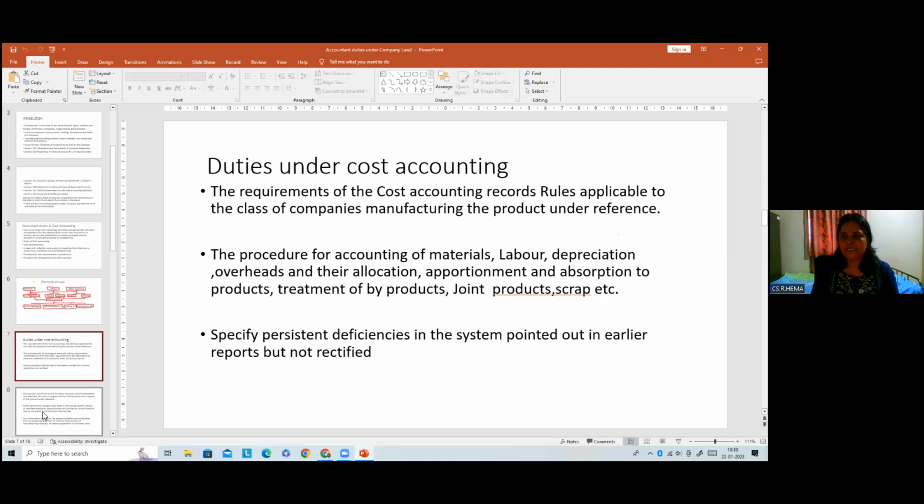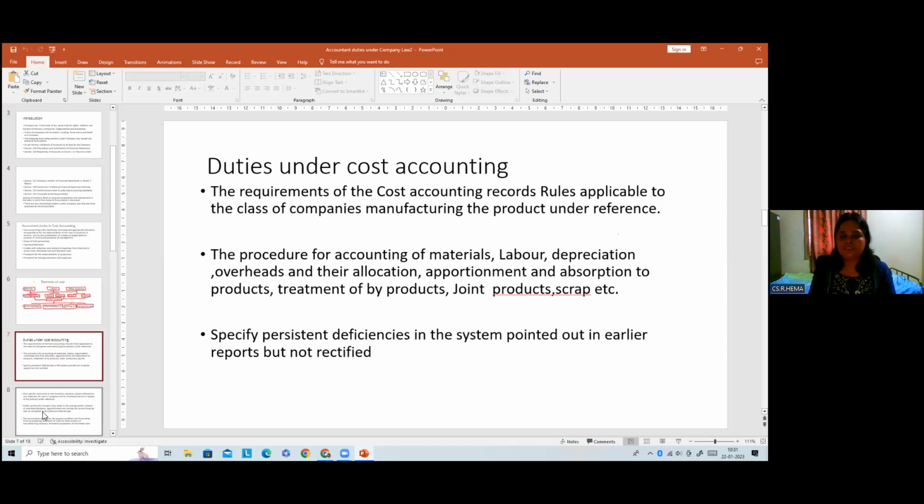Materials, labor, depreciation, overheads, and their allocation. For allocation, there is a separate department. Apportionment has a separate department, and absorption also has a separate department for each product. See Hindustan Lever, they have a large number of products, so they need separate departments and separate people. So there are more opportunities for accountants under cost accounting. You have to search and go and get employed, or you can get part-time work from the cost accounting firms. Or full-time practicing accountants can get opportunities from the manufacturing companies to do the work under cost accounting.